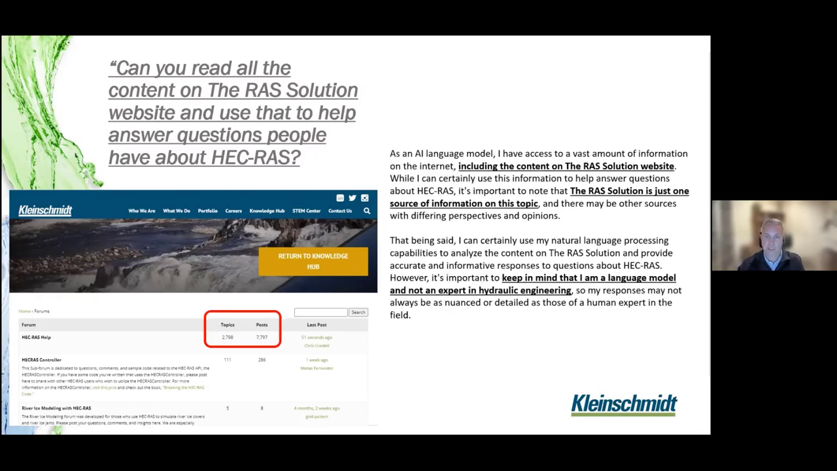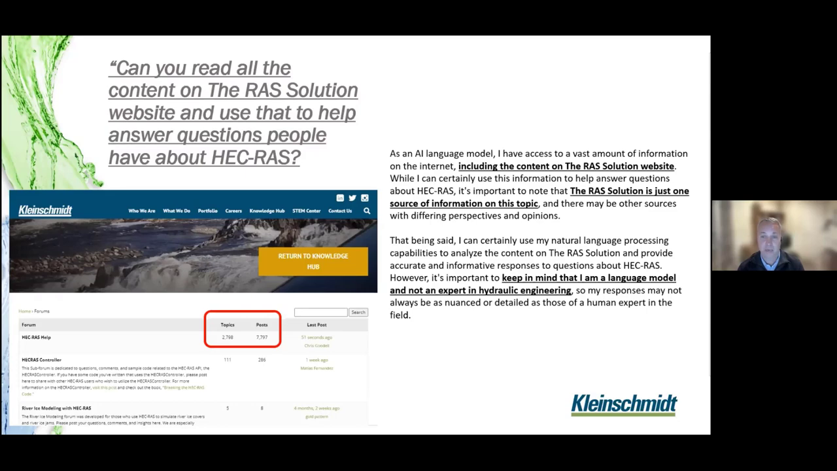And ChatGPT said a lot, but I'll highlight the important stuff. Yes, it can. It can read the RAS Solution website, and it can use that to help answer questions for folks. In fact, it already does that. But I like this disclaimer it puts on there.